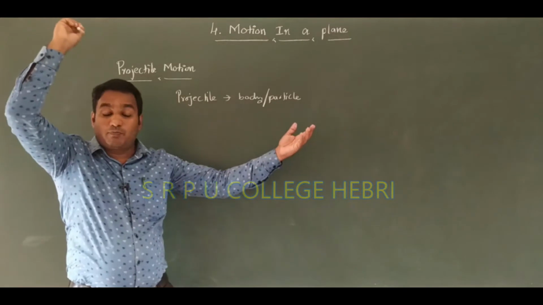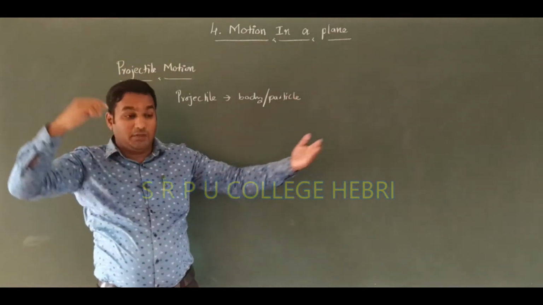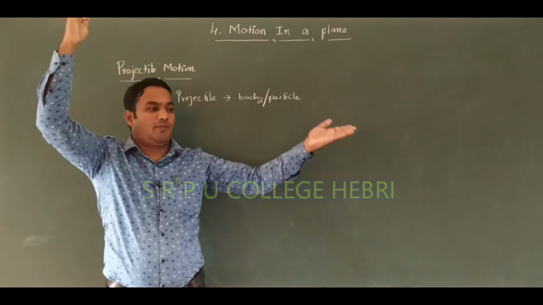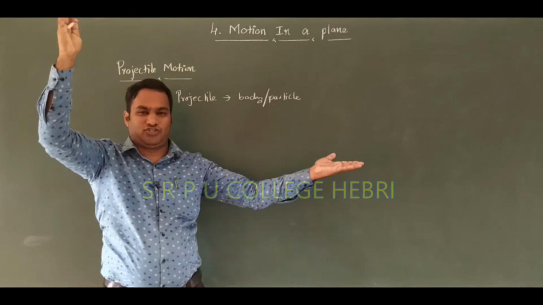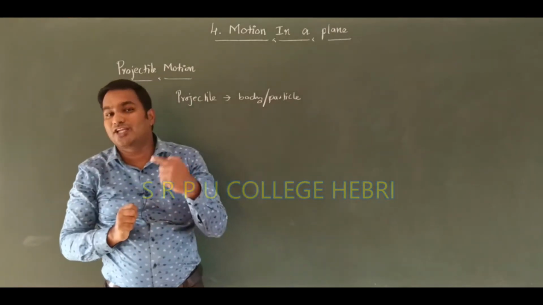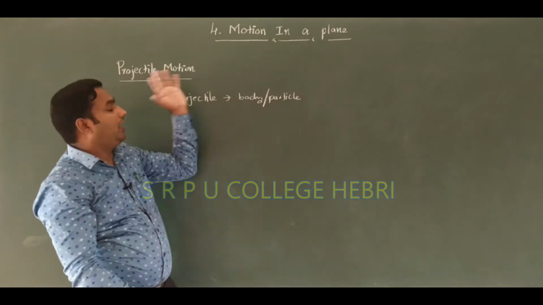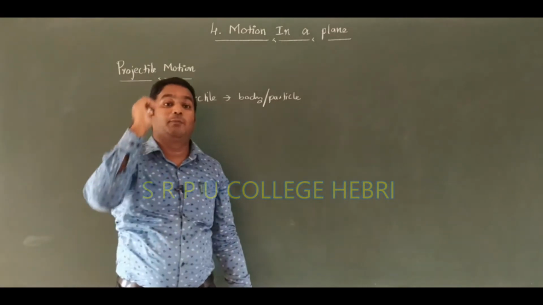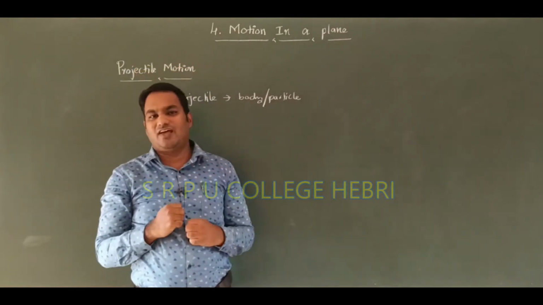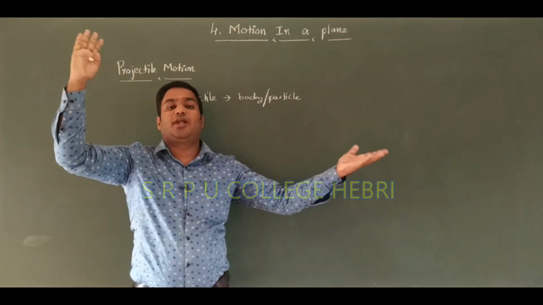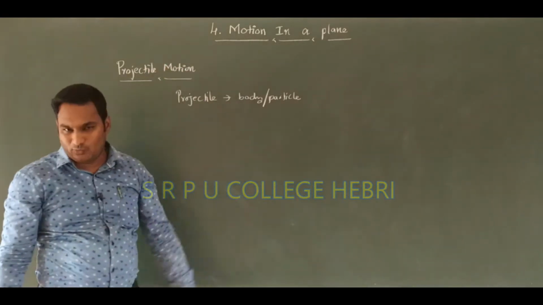This projectile, or any body or particle, is thrown in between two axes. It may be xy, it may be yz, or it may be xz. Any two axes, automatically it is called motion in a plane. And to get projectile motion, any particle thrown in an upward direction with a particular angle under the influence of gravity in between the x and y axis, that itself we call projectile motion.